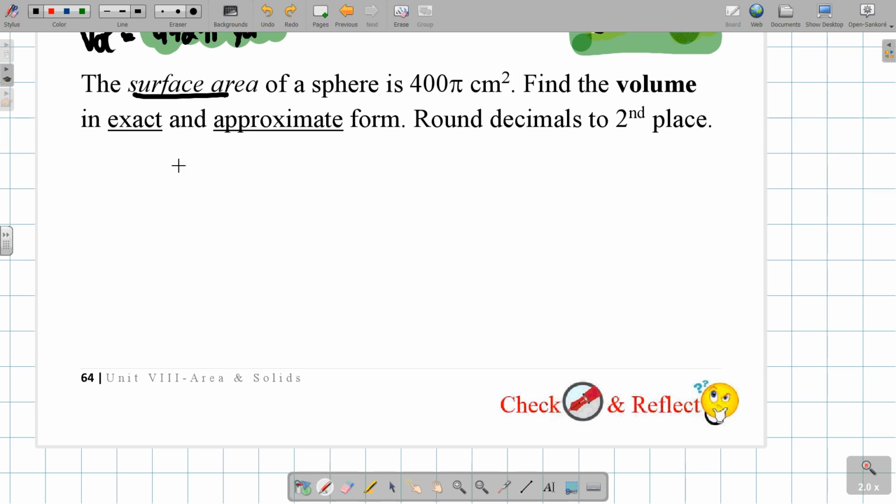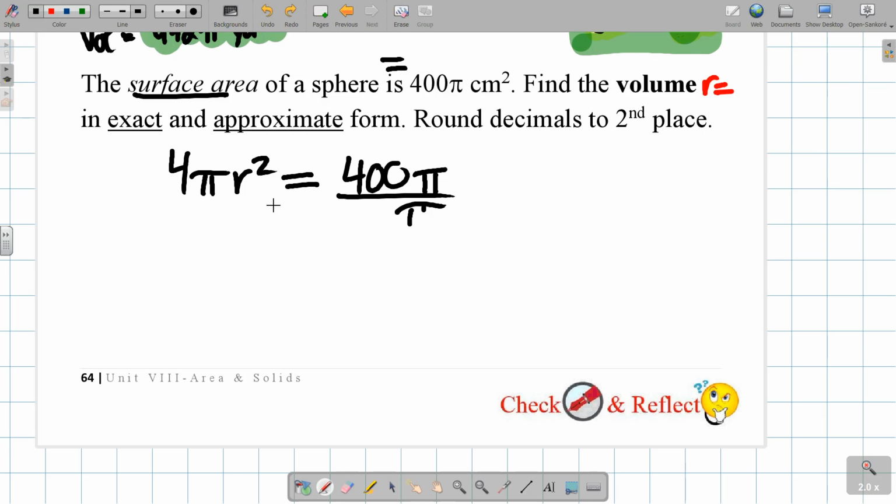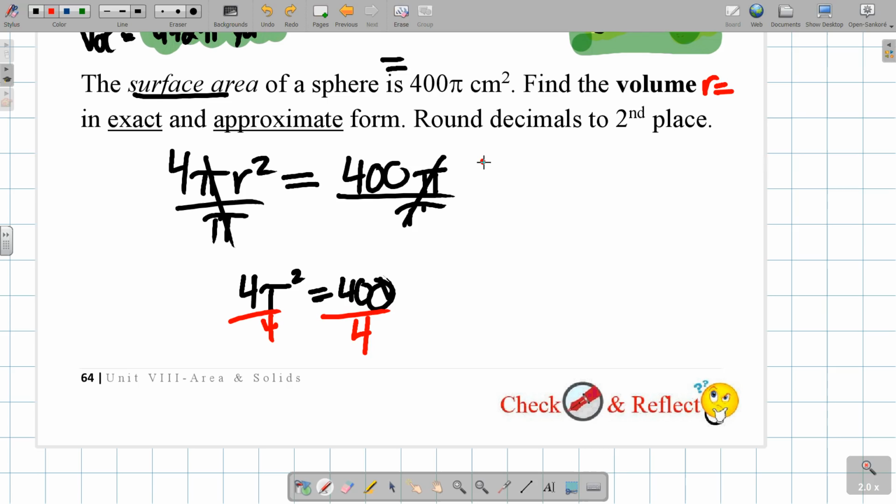So this down here, you had to work backwards. The surface area, that's 4 pi r squared, is 400 pi. Your goal is to find the volume, and you need the radius for that. So we're going to solve for r here. Divide by pi. Divide by pi. Cancel. Cancel. I have 4 r squared equals 400. And of course, divide by 4, r squared equals 100.